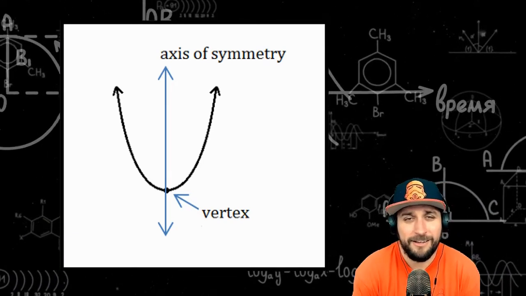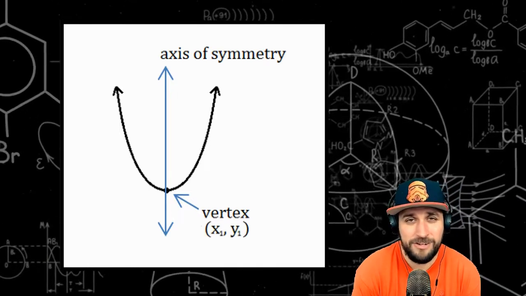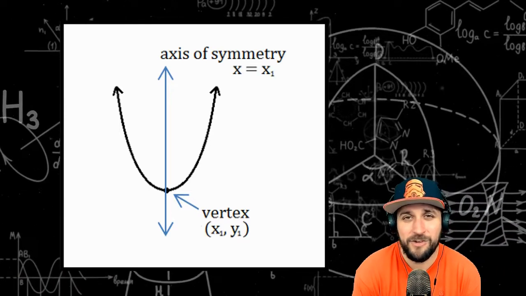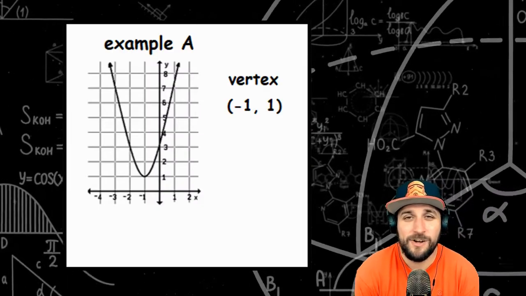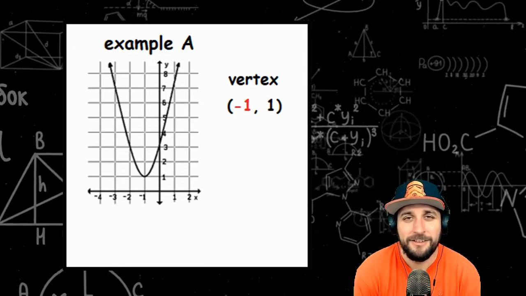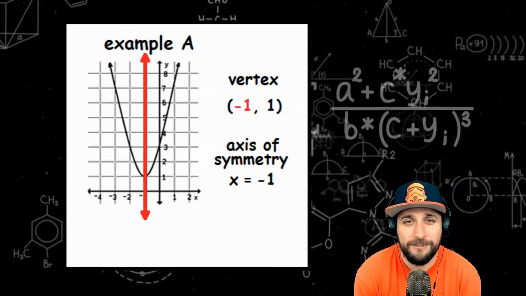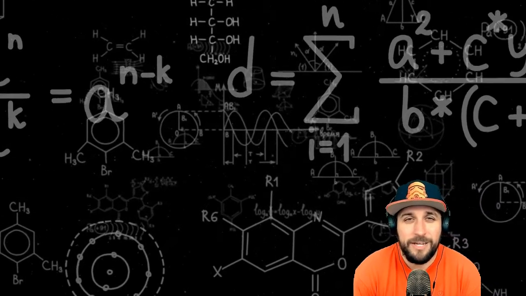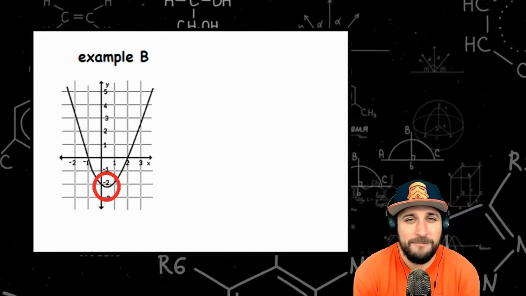So if I wanted to find what the axis of symmetry was, if I knew what the vertex was, my axis of symmetry would always be equal to the x value of my vertex. So on example A, my vertex was at -1, 1. -1 is the x value of my vertex. So my axis of symmetry would be the vertical line x equals -1. On example B, we can't exactly tell where the axis of symmetry is. It's in between 0 and 1.